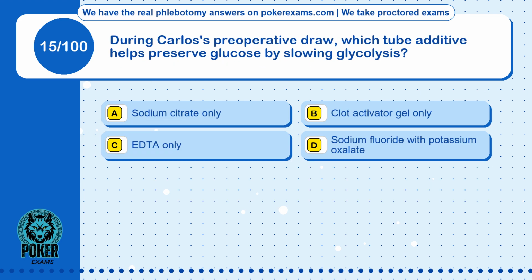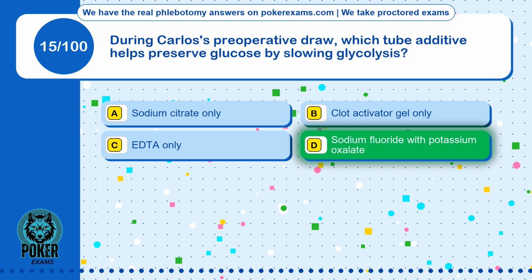Question 15. During Carlos's preoperative draw, which tube additive helps preserve glucose by slowing glycolysis? Option A, sodium citrate only. Option B, clot activator gel only. Option C, EDTA only. Option D, sodium fluoride with potassium oxalate.